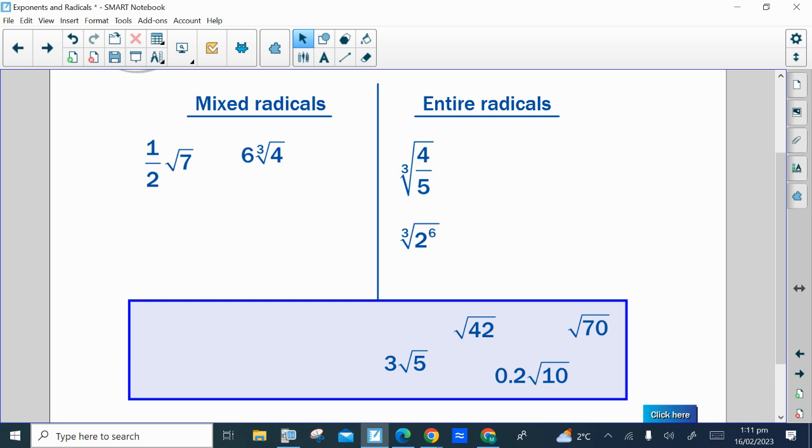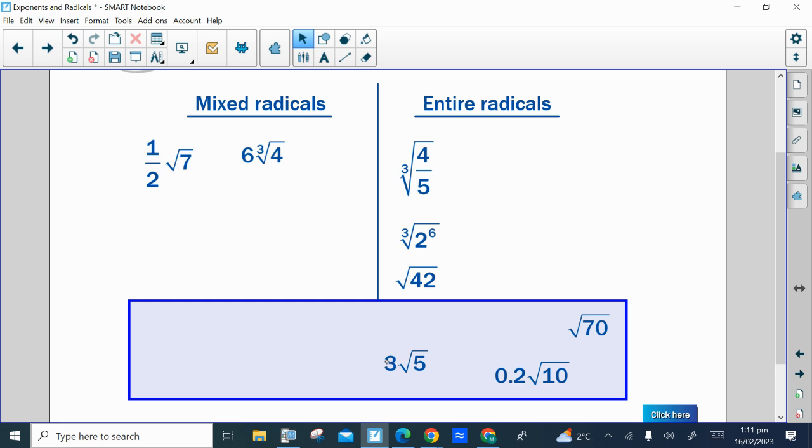Okay. Root 42, Princess. Mixed or entire? Why? No. Because there's no number in front. There's no coefficient. There's no 3 there anywhere, right? That's the square root of 42. There's no coefficient, so it's an entire radical.